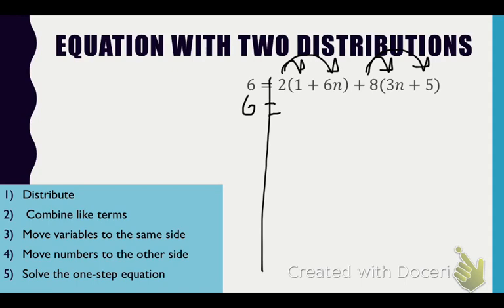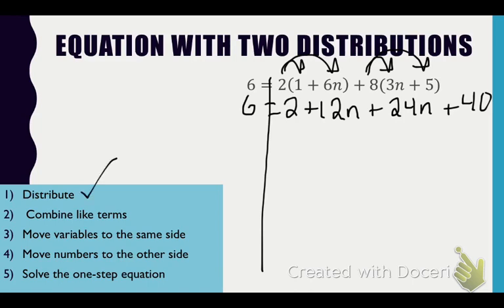All right, so I get 2 times 6 is plus 12n, plus 24n, plus 40. So I've distributed everything. Now I need to combine like terms.